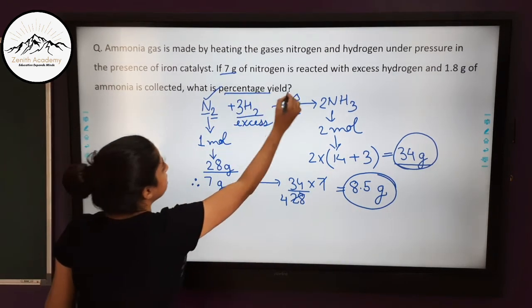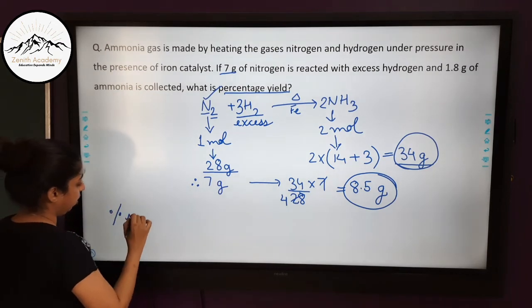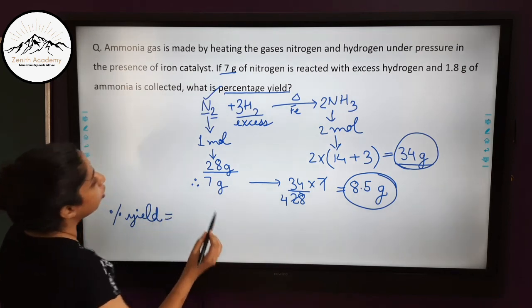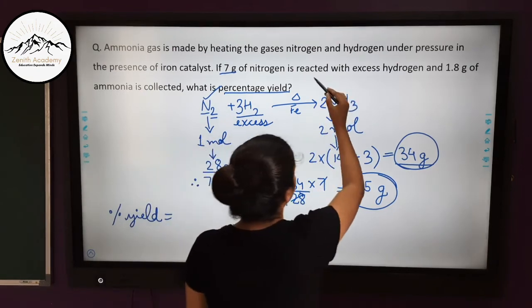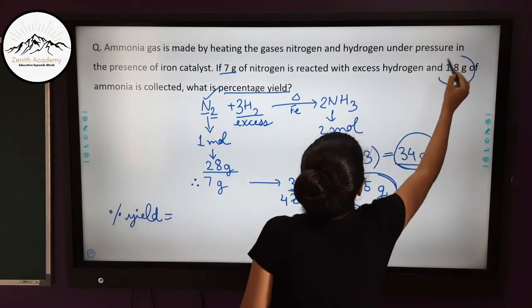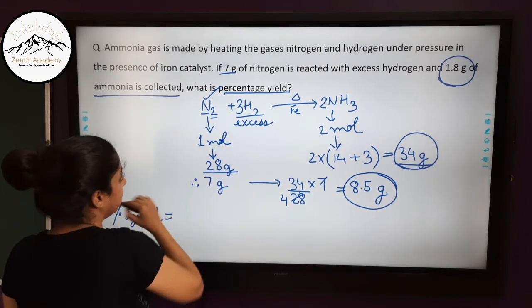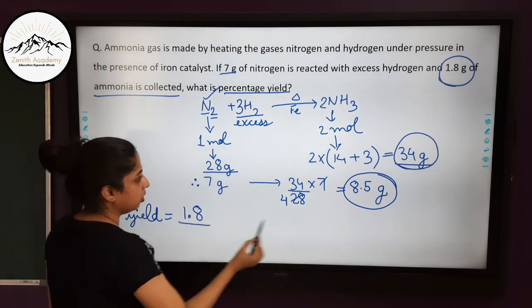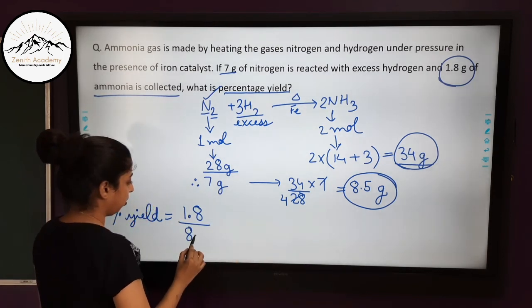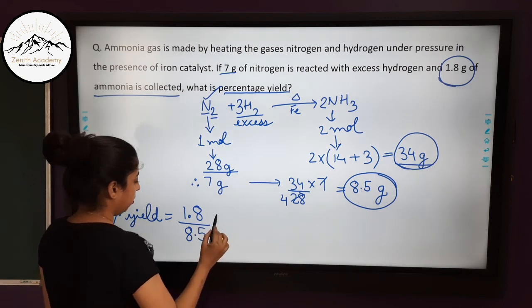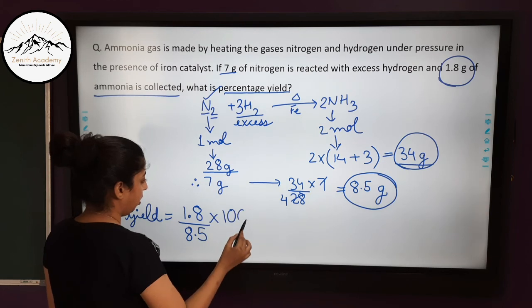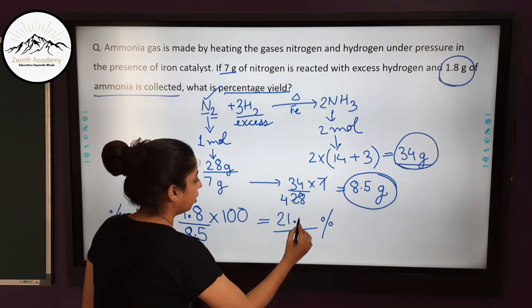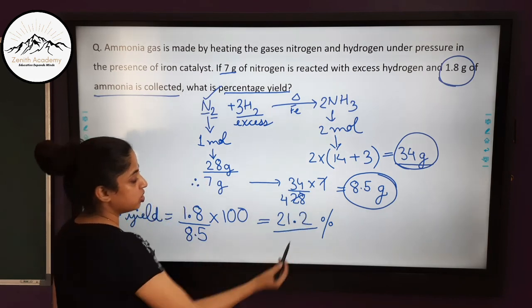Now we want to find percentage yield. So what is percentage yield? Percentage yield is actual yield upon theoretical yield into 100. So what is the actual yield? They've given that this is reacted with excess hydrogen and 1.8 gram of ammonia is collected. So how much ammonia is collected? 1.8. So this is the actual yield. And what is the theoretical yield? 8.5. Now we'll multiply it with 100. It forms 0.211 into 100. So it is 21.2%. So this is your percentage yield.